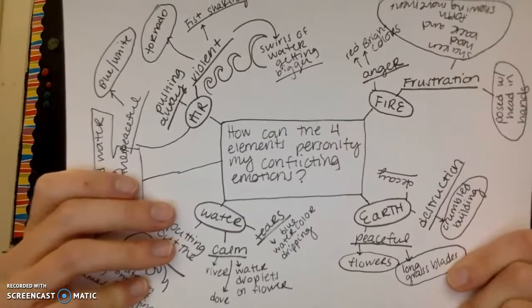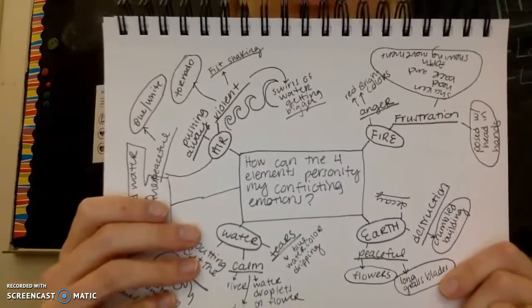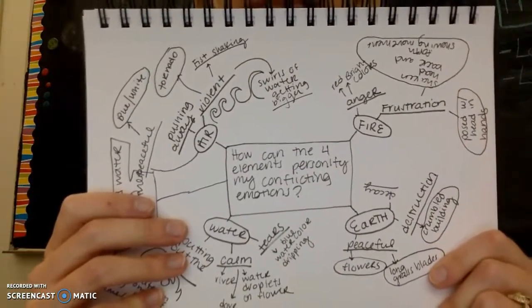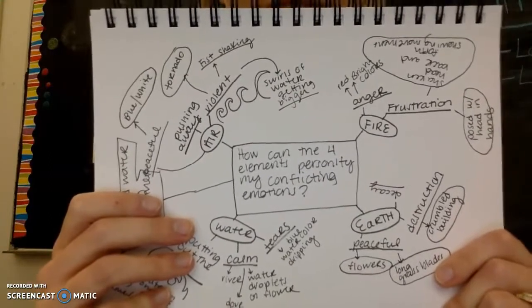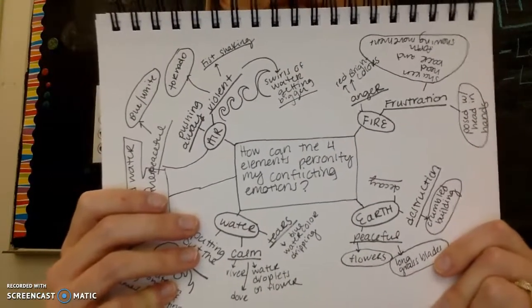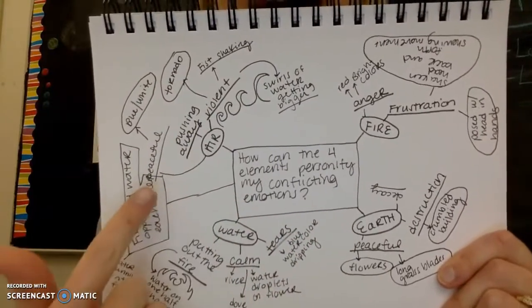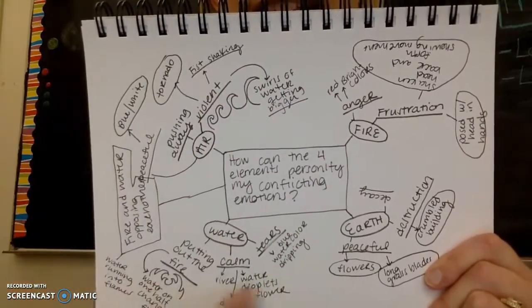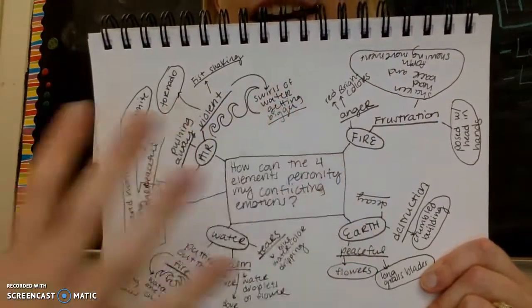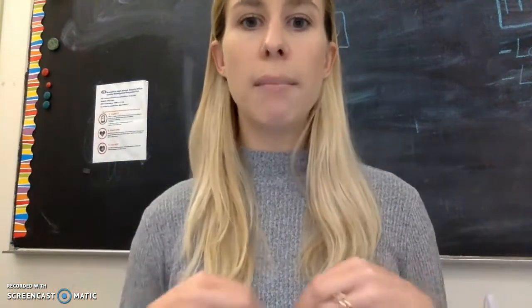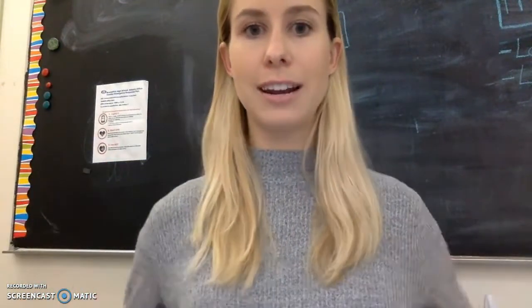So this one here that I'm basing this project off of is how can the four elements personify my conflicting emotions? So the four elements are air, water, earth, and fire. And I just kind of wrote those out. But with all of these different things that are coming out of the center, you're basically answering your question or coming up with different answers to the question. It's completely up to you, whichever way makes the most sense to go about mind mapping your ideas.